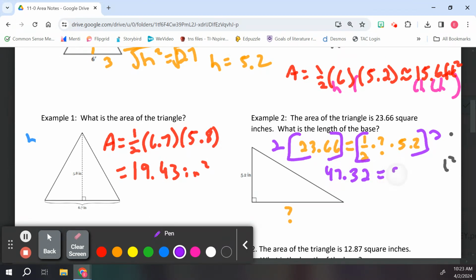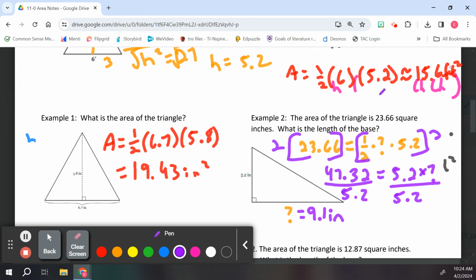And again, this is like 5.2 times the question mark or x or whatever you want to call it. And I divide both sides by 5.2. So this base is actually equal to 9.1, and this will just be inches, not inches squared, just inches.